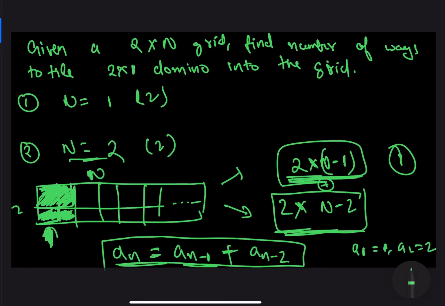For example, someone can say that they want the base cases as a of 0 equals 1 and a of 1 equals 1. So the upper pair of base cases is correct and the lower pair is correct as well. It just depends on whatever you are more comfortable with, you can go with that pair of base cases. All right, so this is our recurrence relation and this is our base case.